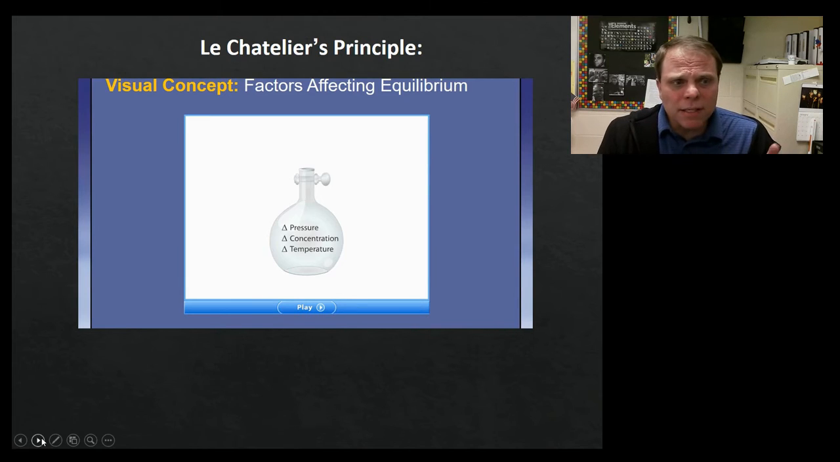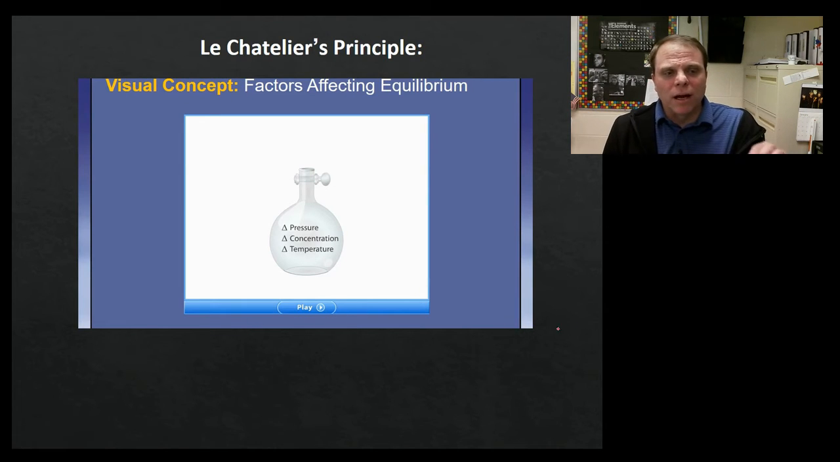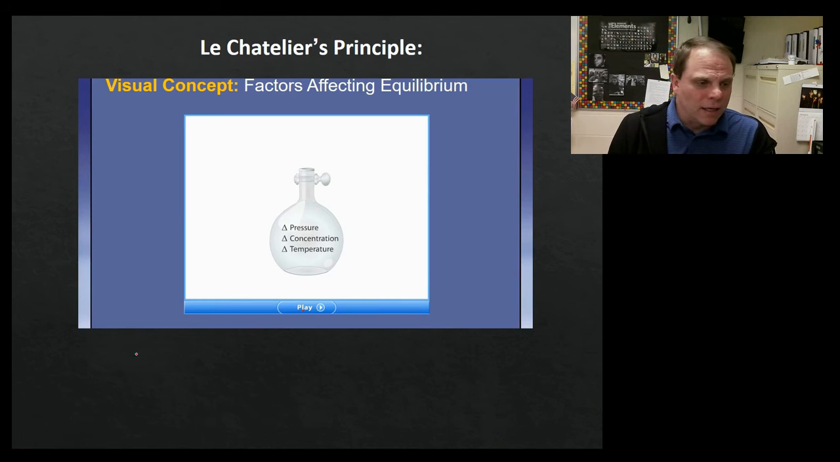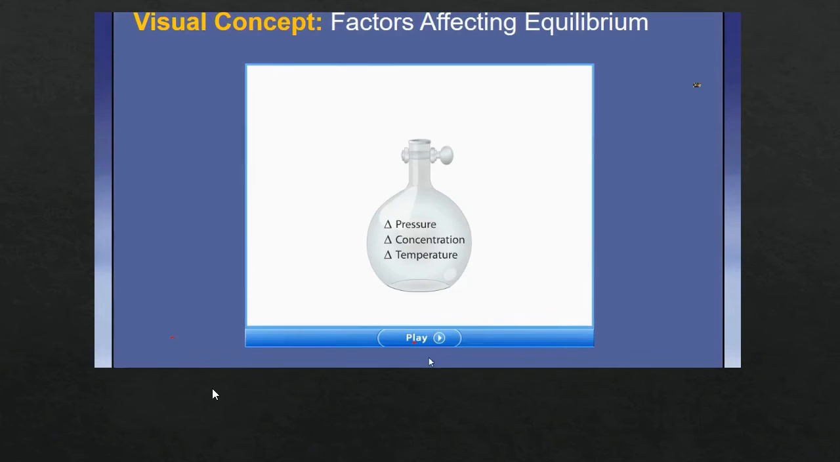Now this is a video, and I'm going to go ahead and play this video, and you can just listen to the video while it plays. But this is a good illustration of Le Chatelier's principle with these three things: pressure, concentration, and temperature. So I'm theoretically going to play that video if I hit the right button.